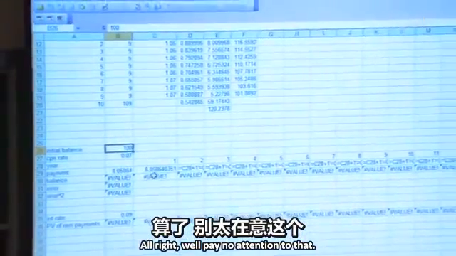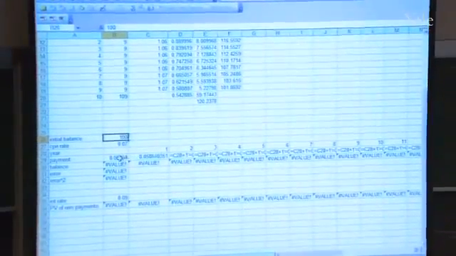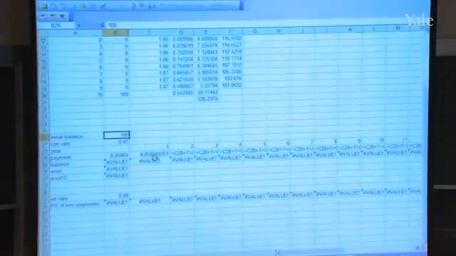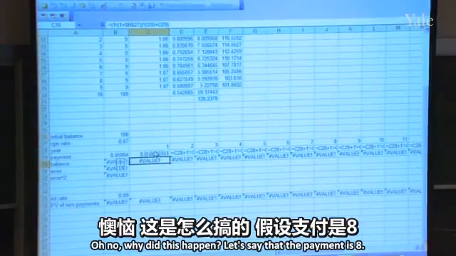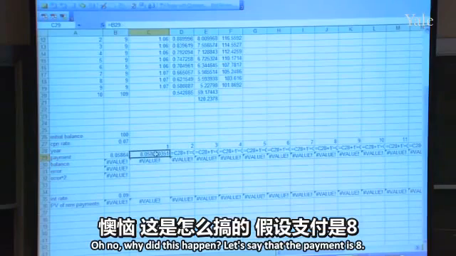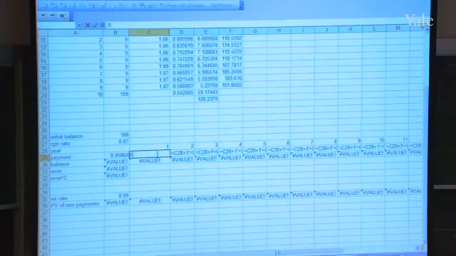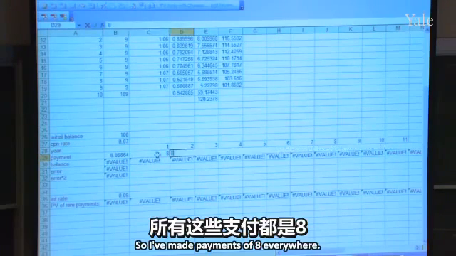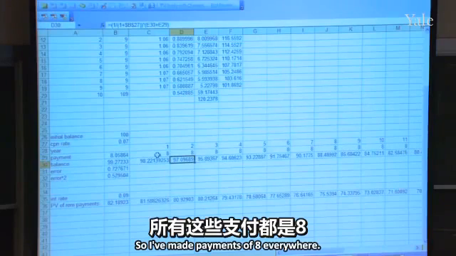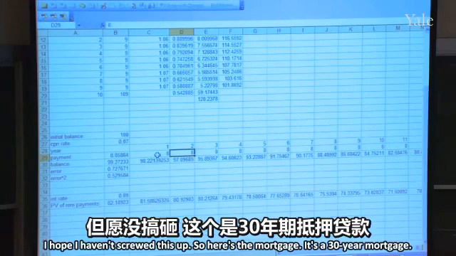All right, well, pay no attention to that. So let's just say that, oh no, why did this happen? Let's say that the payment is 8. And 8. Okay, so I've made payments of 8 everywhere. Okay, so I hope I haven't screwed this up.